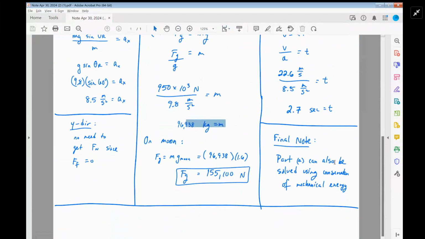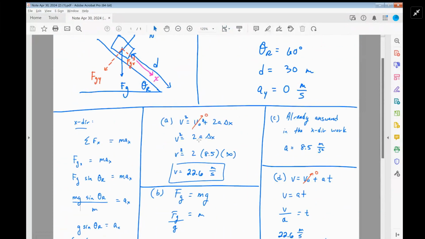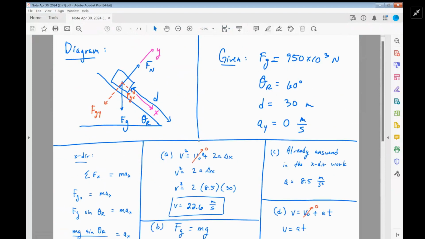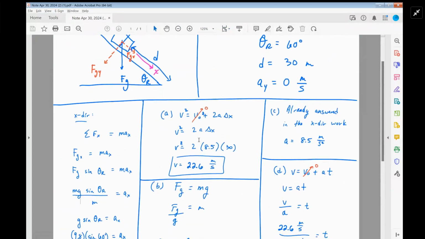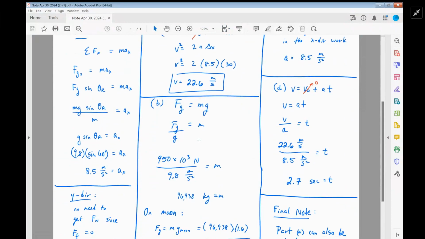Again, note that you could do the first part with conservation of mechanical energy. I spoke quickly because I know students like quick responses, but feel free to go back, pause the video, and take a look again at the entire solution one step at a time.